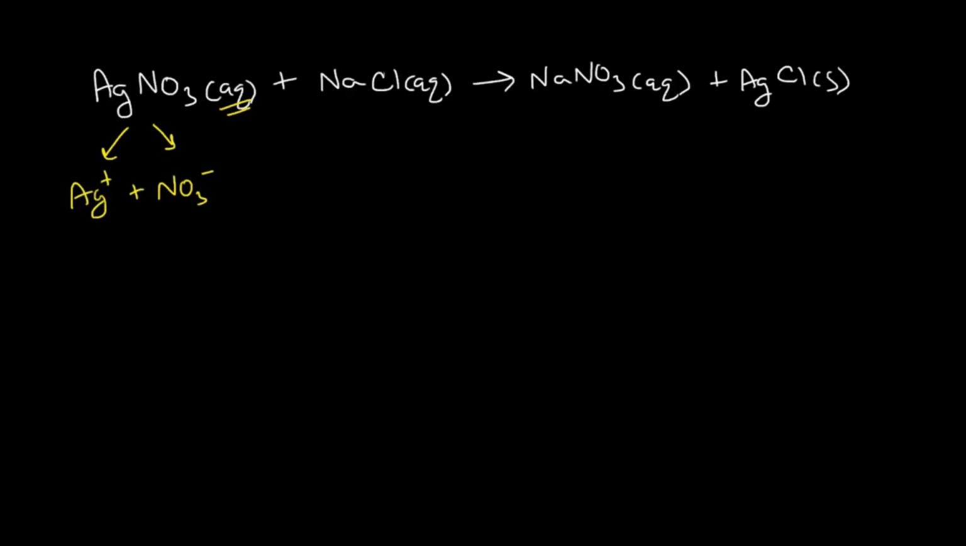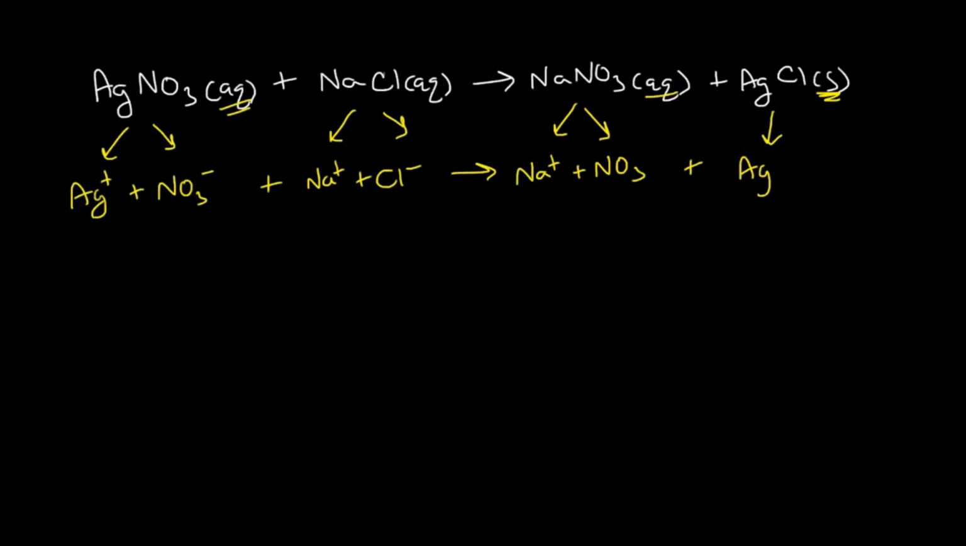So silver nitrate in water does not exist as an ionic compound. It exists as a silver cation and a nitrate anion. Sodium chloride is aqueous, so it does not exist as sodium chloride, but instead as a sodium cation and a chloride anion. Sodium nitrate is also aqueous, so it exists as a sodium cation and a nitrate anion. Right? So it's broken apart into its ions. But silver chloride is a solid. So in water, silver chloride does not break apart into ions. Instead, it remains as a silver chloride solid.